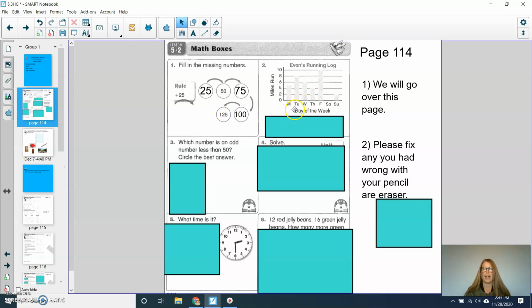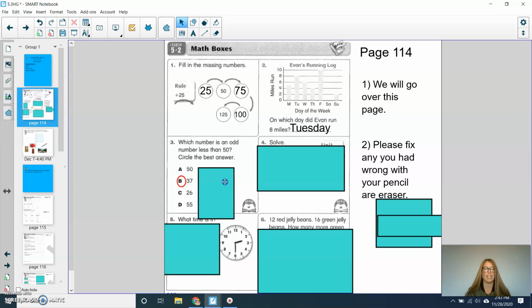For question 2, Evan's running log, how many miles he ran, and then days of the week. And on which day did Evan run 8 miles? I can see that he did that on Tuesday. For question 3, which number is an odd number less than 50? So the answer you should have circled would have been B, 37.